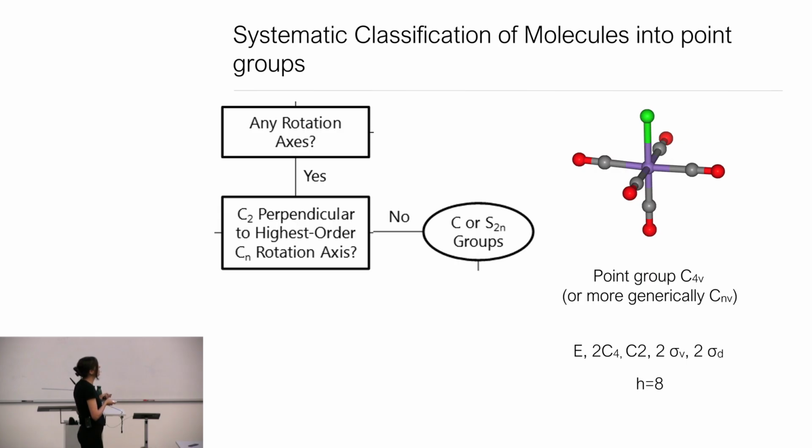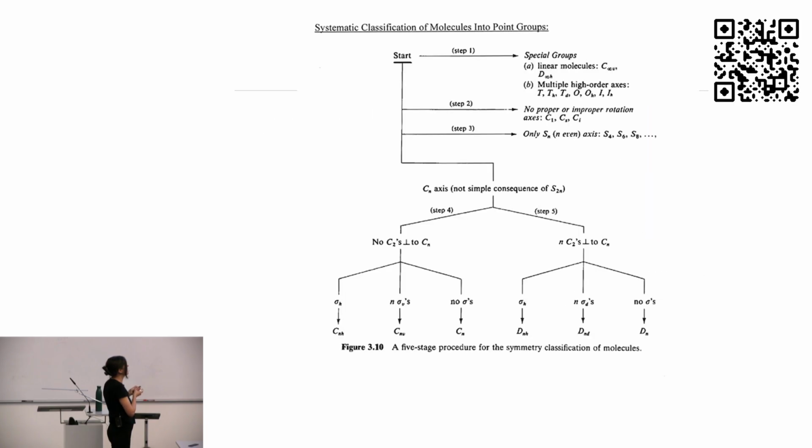And I have a high order C4, and this C2 is actually along the same axis as the C4, right? So I have a C4 once, a C4 three times, and then the C2 that is the 180. I have two sigma Vs and the sigma Ds that bisect through the atoms. Okay, and so again, there are many, many forms of this table.